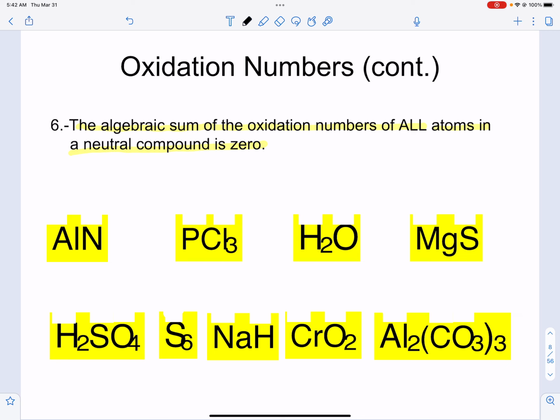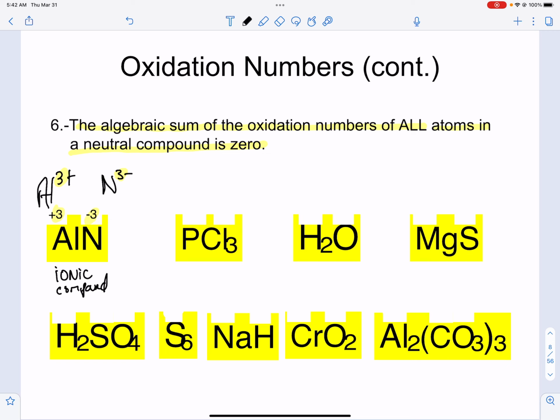However, this is an ionic compound, which means this is aluminum 3 plus and nitrogen 3 minus. And you get that from the periodic table, right? From knowing the groups. So since this is an ionic compound and we're dealing with ions, rule number 2 applies. The oxidation number of nitrogen is the same as the charge. The oxidation number of aluminum is the same as the charge. And that's what we are seeing here.